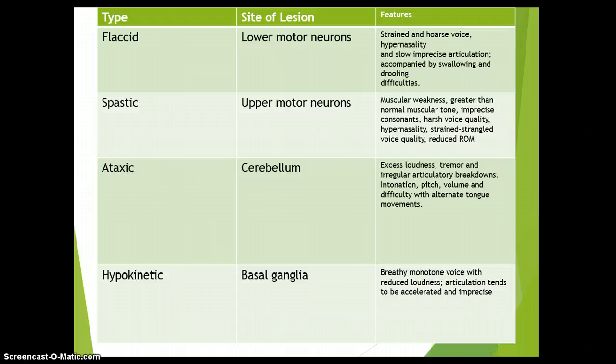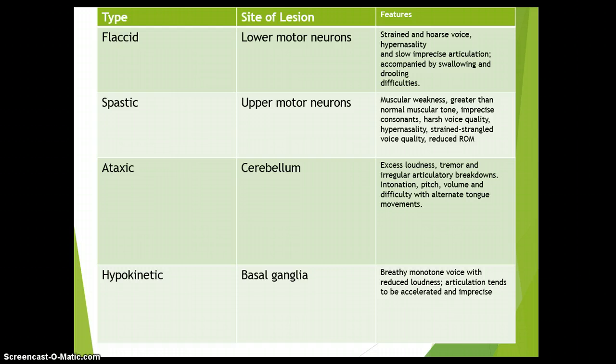There are 7 types of dysarthria. The first one being flaccid. The site of lesion is in the lower motor neurons, and some of the characteristics are strained and hoarse voice, hypernasality, and slow and precise articulation. It's accompanied by swallowing and drooling difficulties.